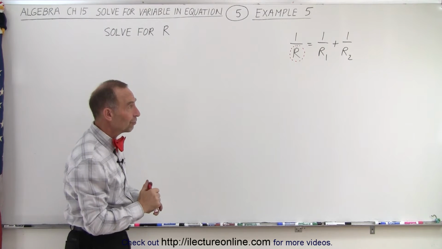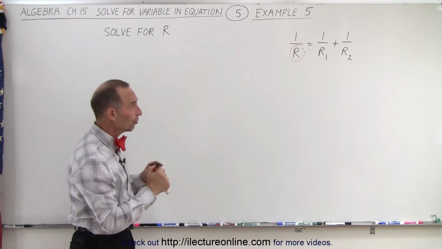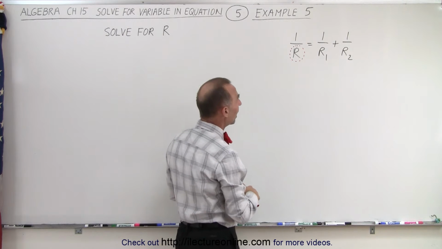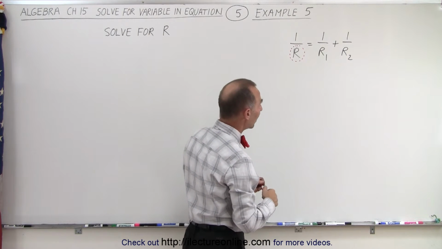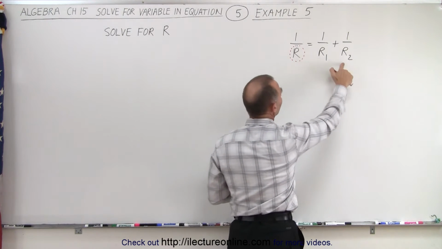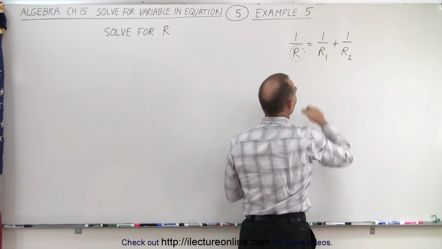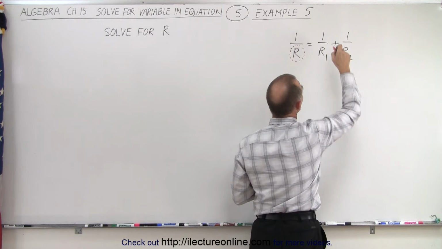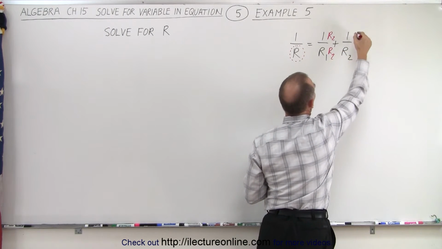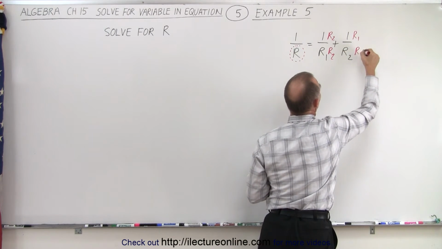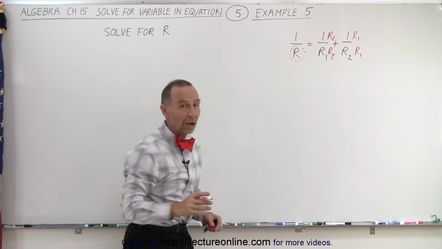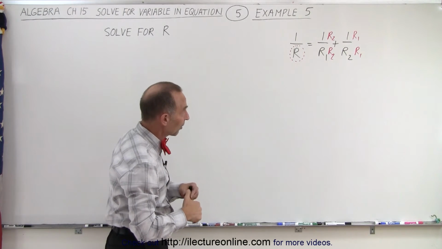But of course, since we have two fractions on the right side, we first must write this over a common denominator. Since the common denominator is r1 times r2, I'm going to multiply both the top and the bottom on the left side here by r2. And then over here, I'm going to multiply the numerator and the denominator by r1. Notice there's now a common denominator of r1 times r2.